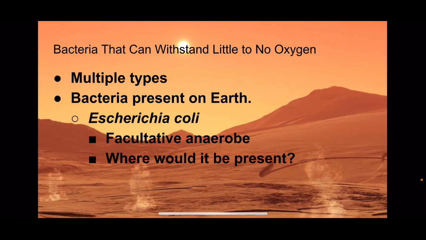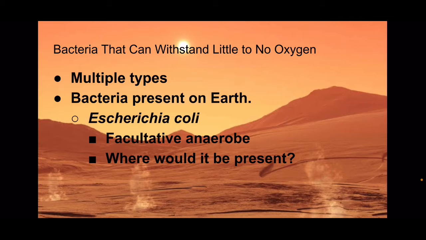Now that we've gone over the environment itself, we will go over the bacteria that can withstand that environment, beginning with bacteria that can withstand little to no oxygen. So there are multiple types of bacteria we know today that can survive extreme temperatures and environments. Many bacteria are present on Earth and are capable of surviving without oxygen present.